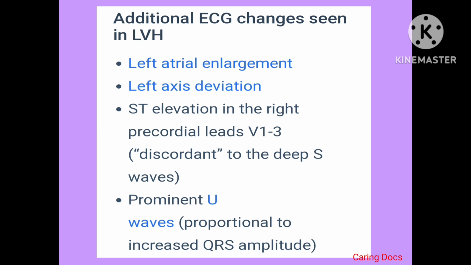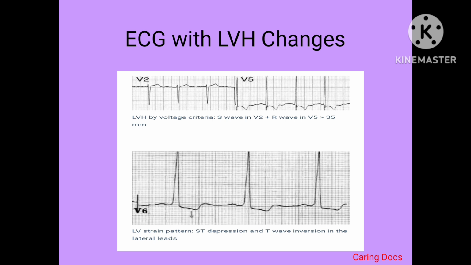When we find the LVH changes in the ECG, additional ECG changes can be seen, and these are left atrial enlargement, left axis deviation, ST elevation in the right precordial leads, that is V1, V2, V3, but this will be discordant to the deep S wave, and prominent U waves, that is proportional to the increased QRS amplitude.